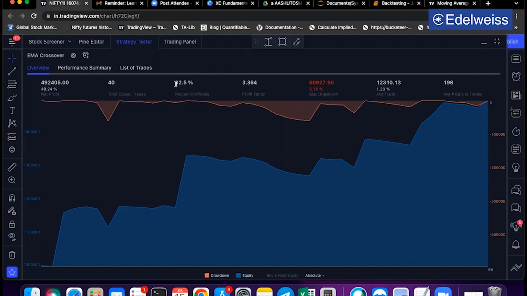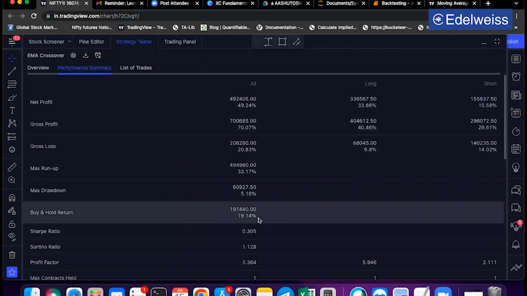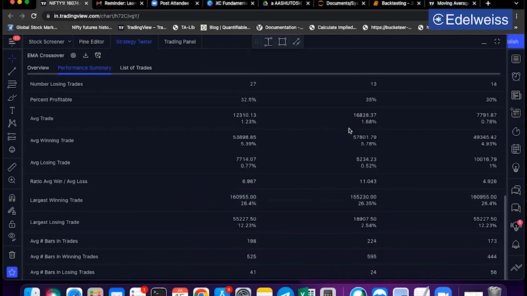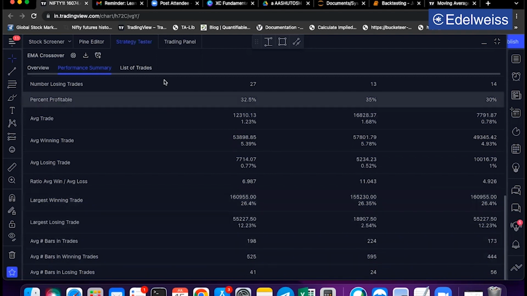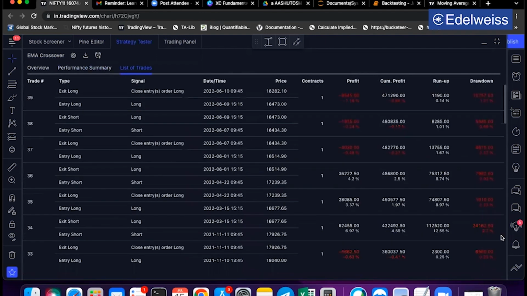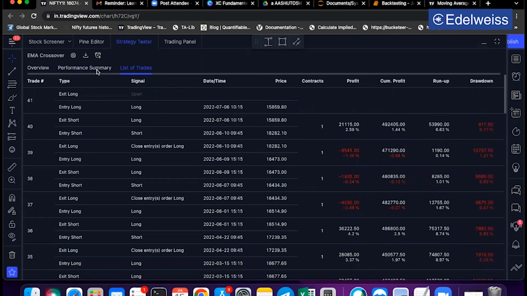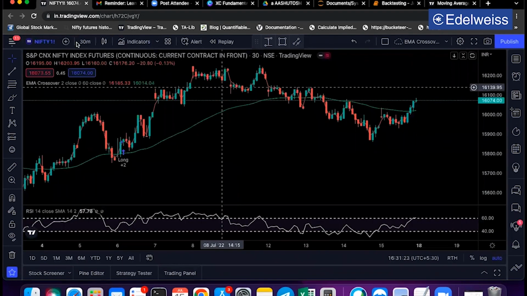Profitability has increased. आपका जो hit rate है, that has increased. And let me check the performance summary. Yeah, of course, it is outperforming the benchmark. And yeah, the short side has also done some good profits. And the testing was done since 2020. Yeah. So this was about the 30-minute time frame. And now let's talk about the hourly time frame.